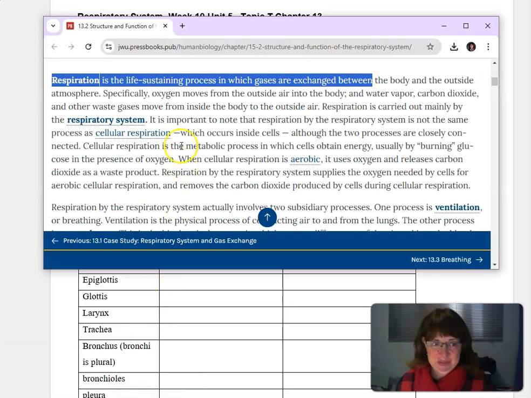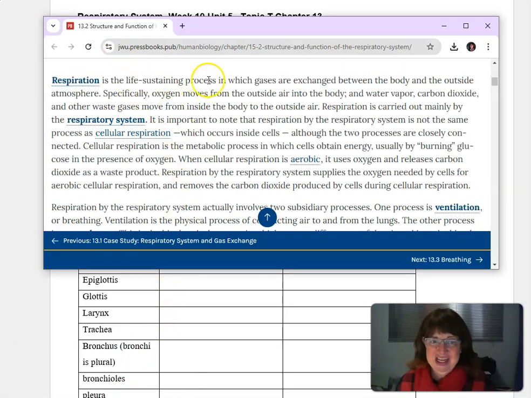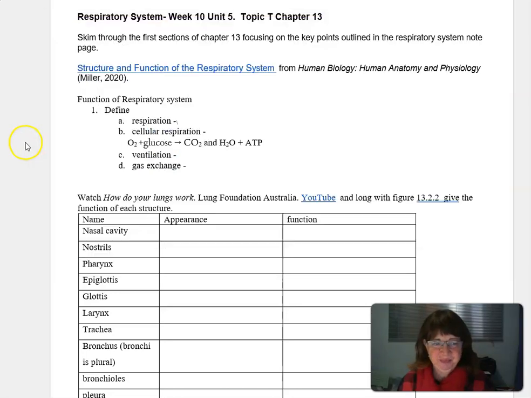So if you look at the textbook, respiration is the life-sustaining process in which the gases are exchanged between the body and the outside environment. So that's the gases moving from the outside into the body. Then we have cellular respiration. Cellular respiration is the body taking those glucose molecules that you eat and reacting them with the oxygen that you've breathed in, and it produces carbon dioxide and water and ATP, which is the cellular form of energy.